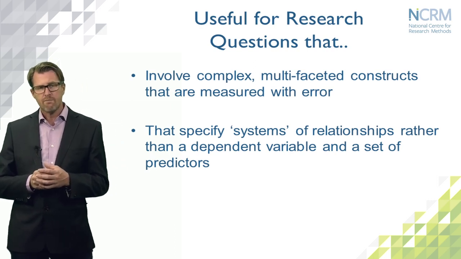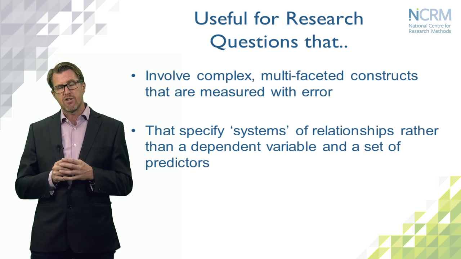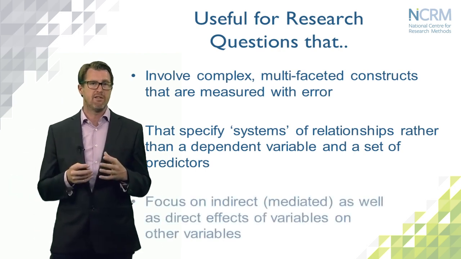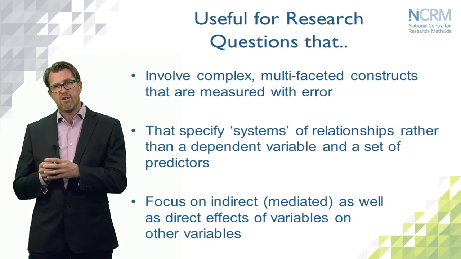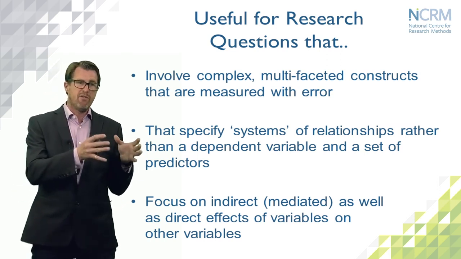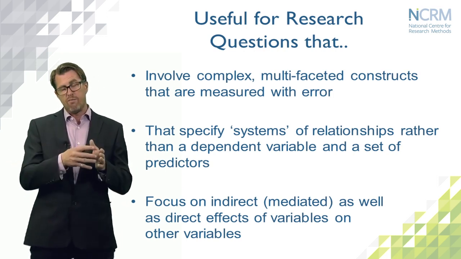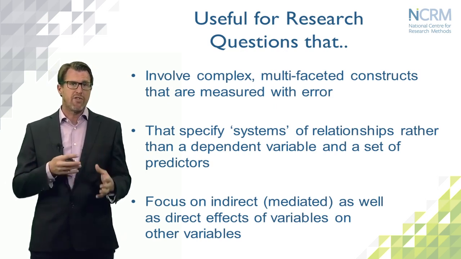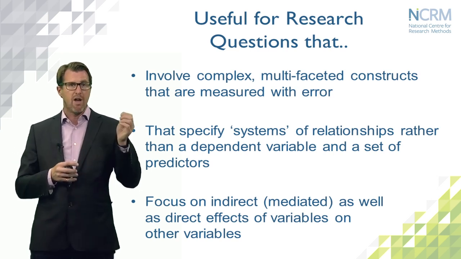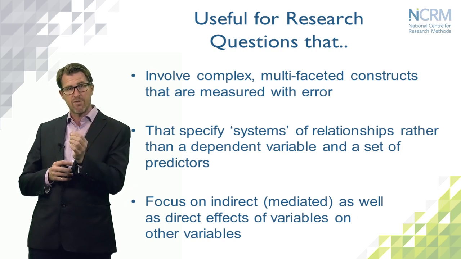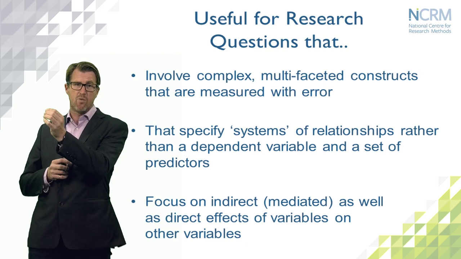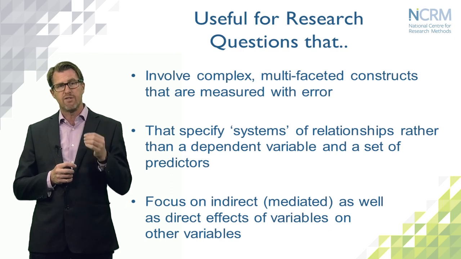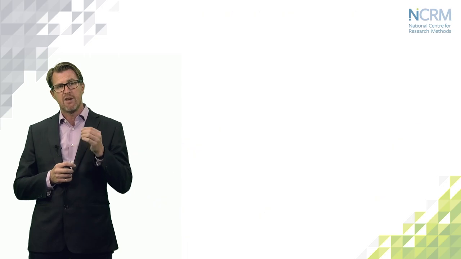Another kind of research question that structural equation models are often used to address is where the researcher is interested in indirect or mediated effects. So in many research questions, we're interested in the effect of variable X on variable Y. That would be thought of as the direct effect of X on Y. But in many research contexts, we're interested in more complex kinds of relationships where the first variable X perhaps influences a second variable Z, which then has a second effect on Y. That would be seen as an indirect effect, and SEMs are very well suited to addressing those kinds of mediated research questions.